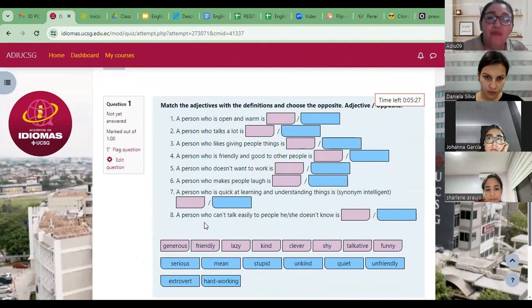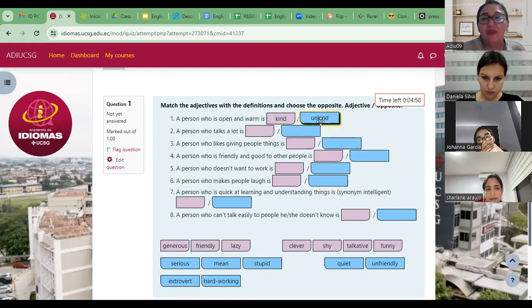Who's open and warm. It could be kind, right? And what could be the opposite? The opposite could be serious or unkind. It could be open and warm, it could be kind, or it could be unkind, que sería lo opuesto, ¿no? Como alguien muy malo. Nice and not nice. A person who talks a lot. Que habla, y habla, y habla. Talkative.